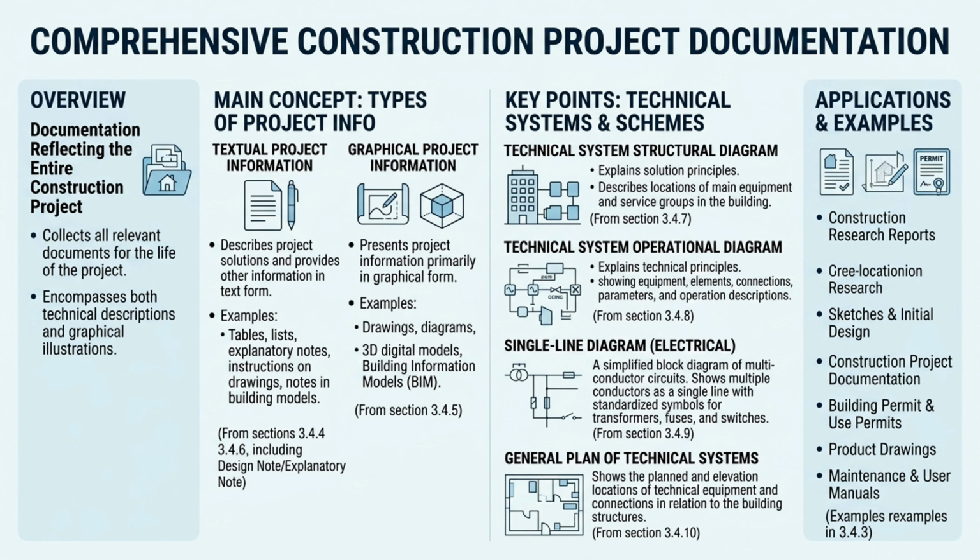This is a detailed plan view, often with elevation, showing both the design and existing technical equipment within the building. It indicates their location and helps to assess the coordination between the building structure and the technical system and ensure compatibility. Applications of these documents are broad and include construction research reports, site location studies and sketches, initial design, overall project documentation, permits, and so on.